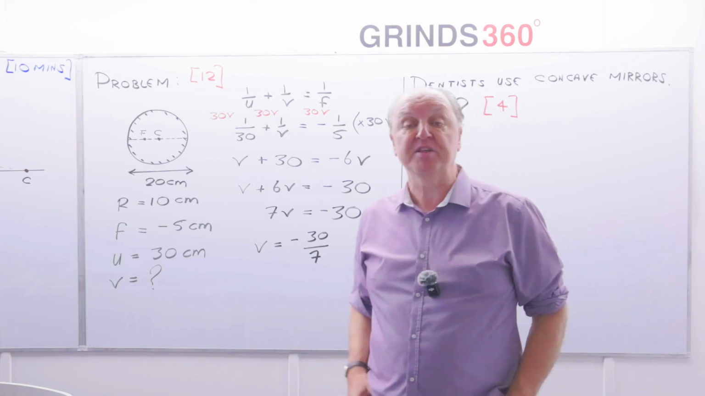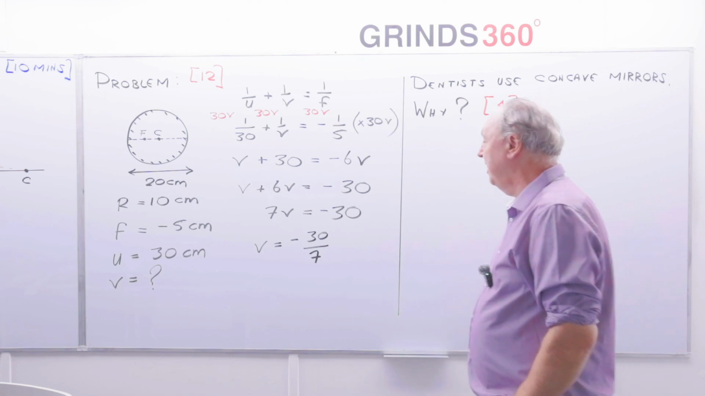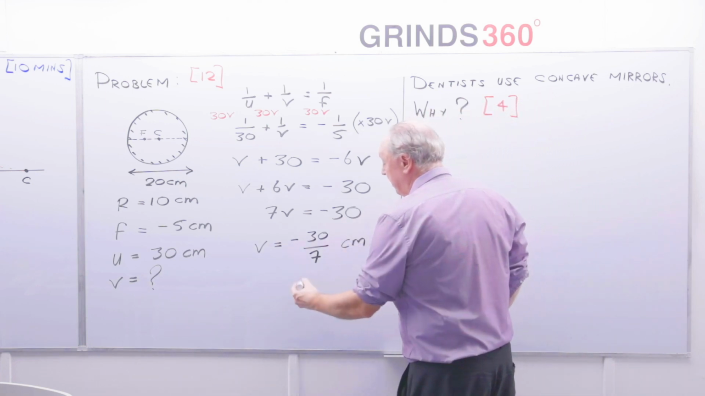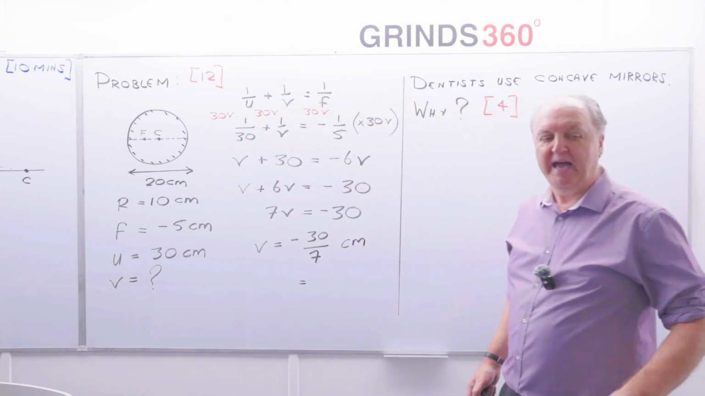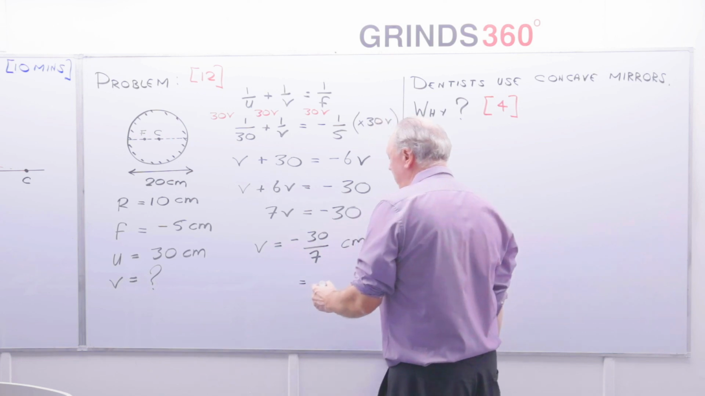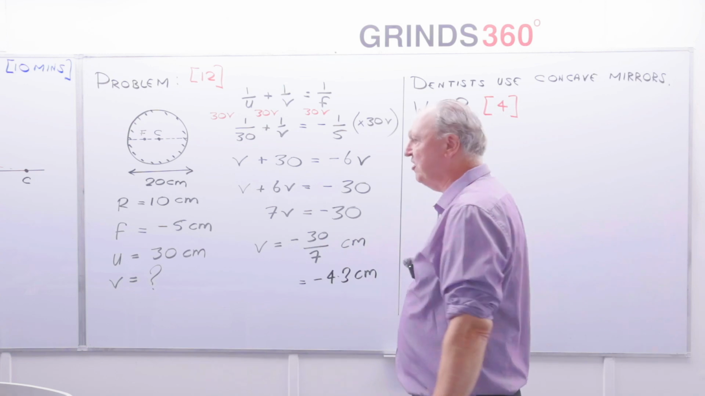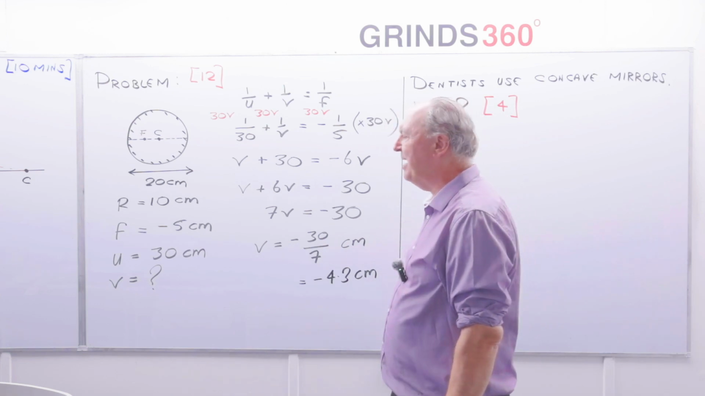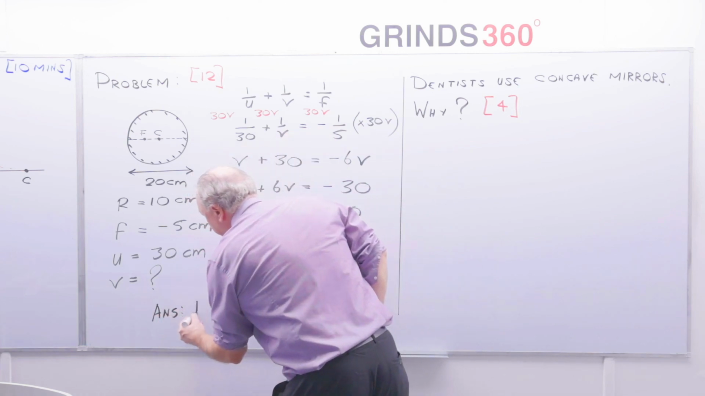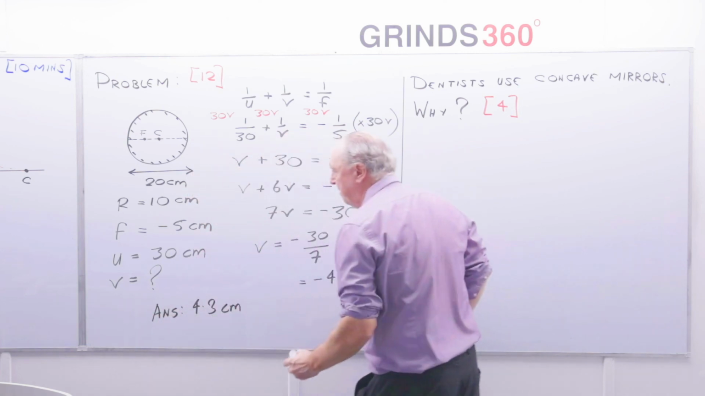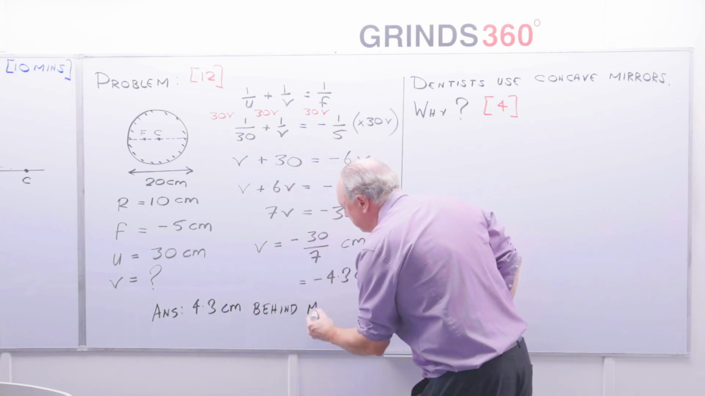Minus is important. Minus means it's a virtual image, because all images in convex mirrors are virtual. The units will be centimeters. If you want to get a better feel for that, you want to put that into your calculator. So in my calculator, I get a value of about minus 4.3 centimeters. So the image is 4.3 centimeters behind the mirror. Yeah, I think I'll write that down. So the answer is 4.3 centimeters behind the mirror or the decoration, whatever you want to call it.